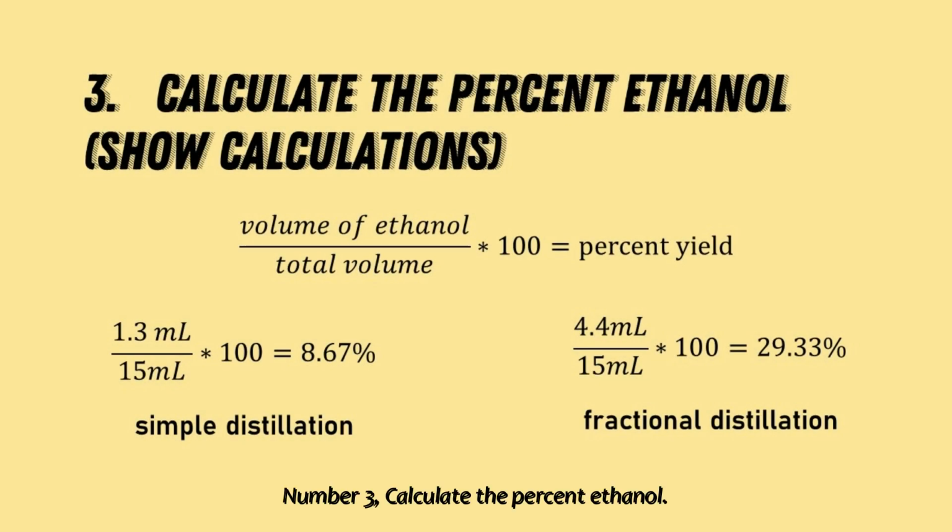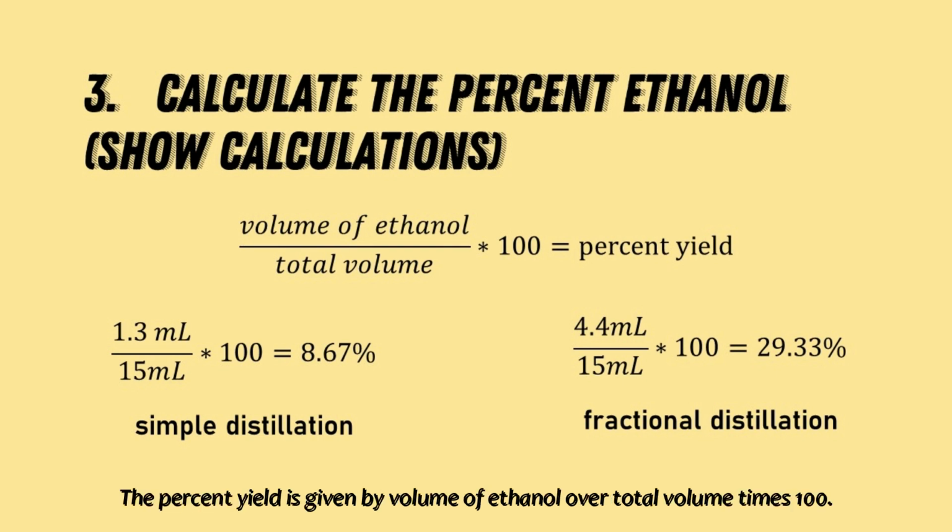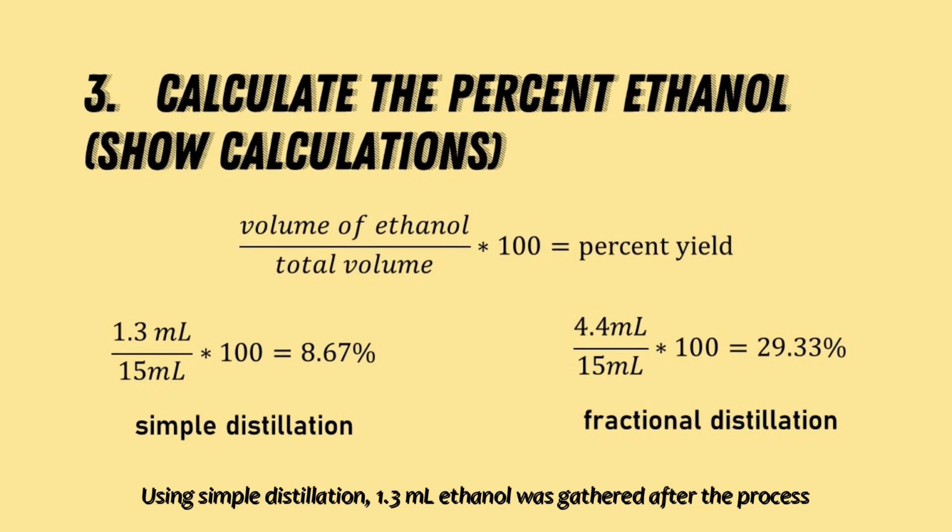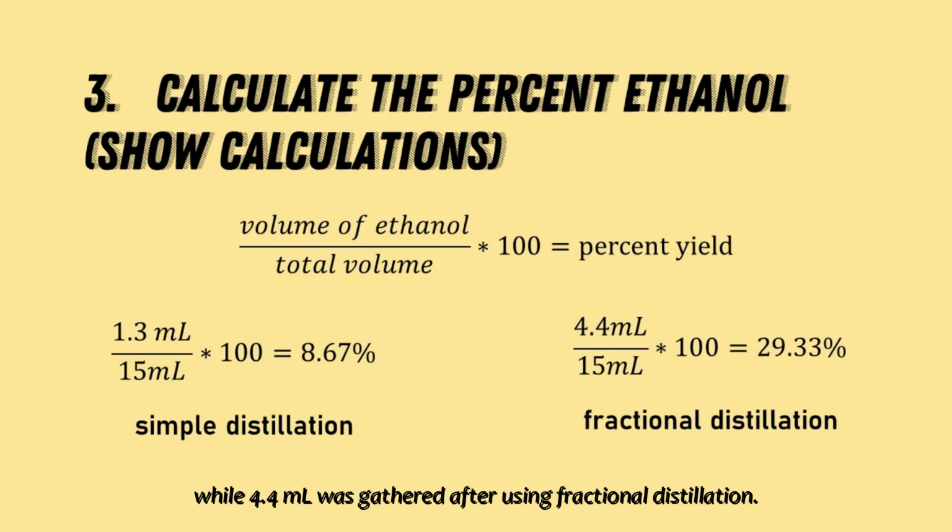Number 3. Calculate the percent ethanol. The percent yield is given by the volume of ethanol over the total volume times 100. Using simple distillation, 1.3 ml of ethanol was gathered after the process, while 4.4 ml was gathered using fractional distillation. It shows that fractional distillation has a higher percent yield of ethanol of 29.33% than 8.67% of simple distillation.